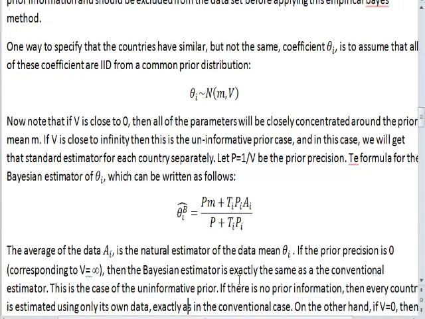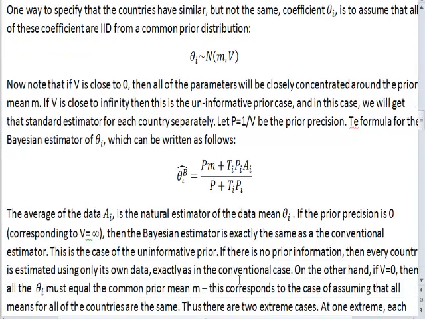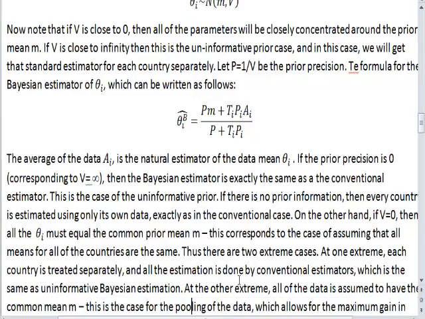Okay, so we look at the formula for the Bayesian estimator, and that's over here. Theta hat I B. This is the formula for the ith country mean, and the B is for the Bayesian, and the hat is for the estimator. And so this is a weighted average of the prior mean M and the data mean AI.